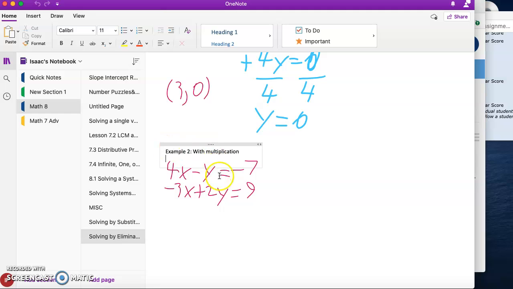So let's see, what could I add together to get rid of one of them? Well, if I add 4x to negative 3x, I'll get 1x, so that doesn't eliminate. If I add negative y to 2y, I'll get 1y, so that doesn't eliminate. None of it eliminates. So what I need to do is find a way to multiply one of these whole equations so that they could eliminate. Thankfully, I know a good way to do that. I'm going to multiply this whole top equation times 2.